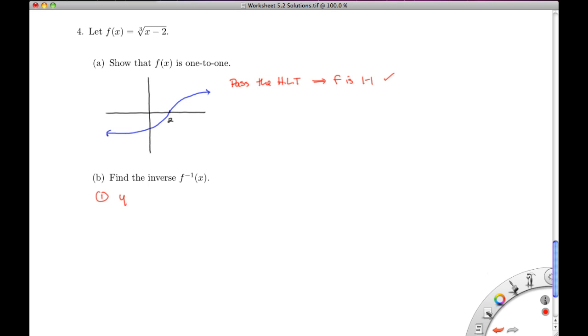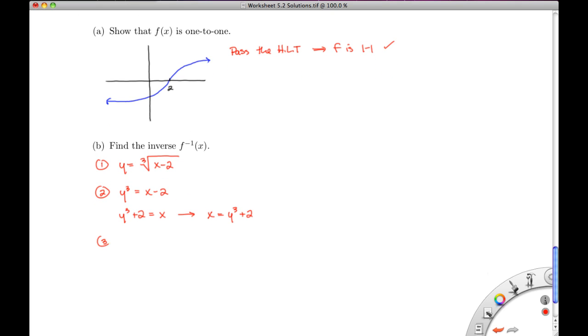Step 1, y is equal to the cube root of x minus 2. This is going to kind of seem like we're doing the last one backwards, which we pretty much are. And step 2, we solve for x. So first thing we're going to do is cube both sides, which is going to give us y cubed is equal to x minus 2. If we add 2 to both sides, we have now isolated x. So that gives us that x is equal to y cubed plus 2.